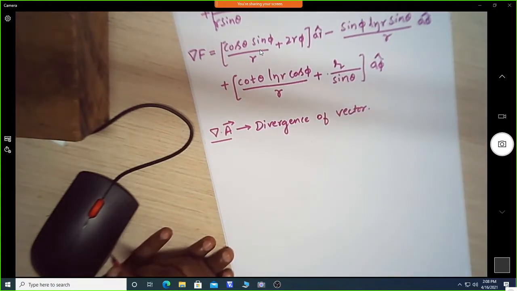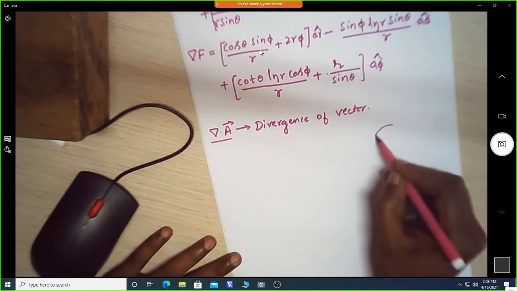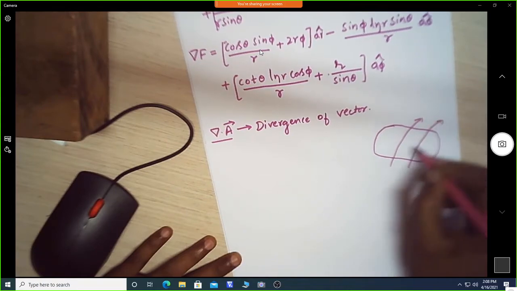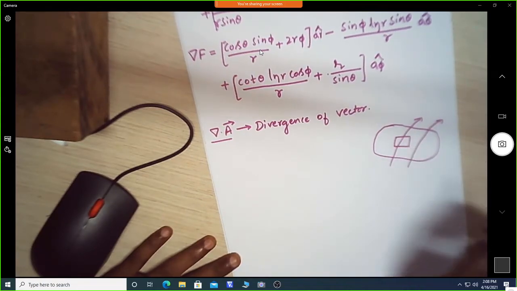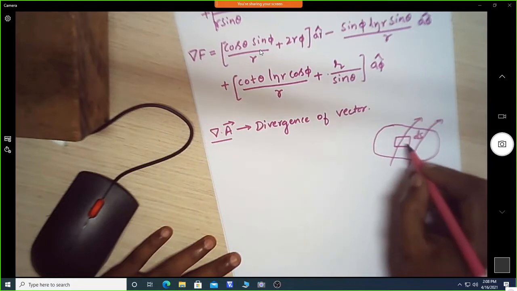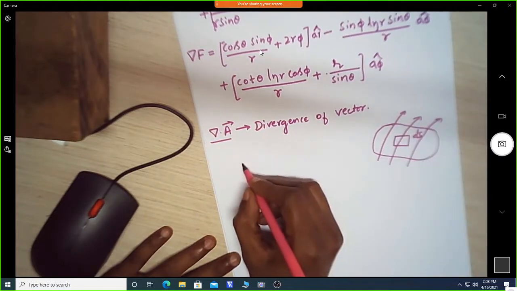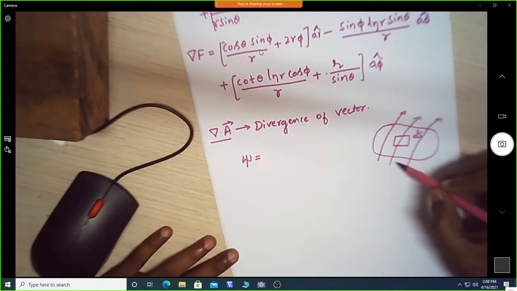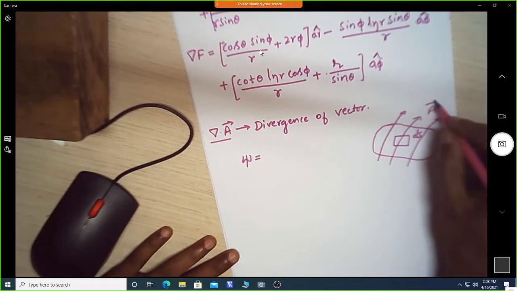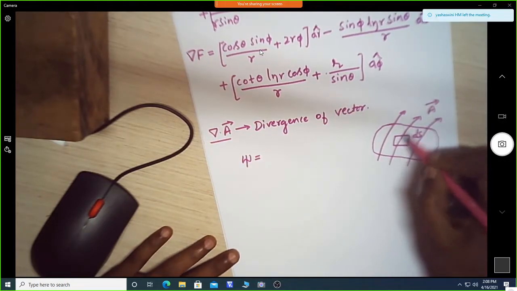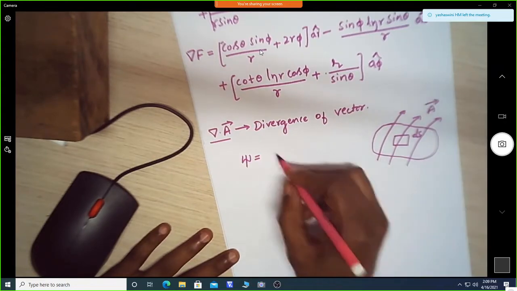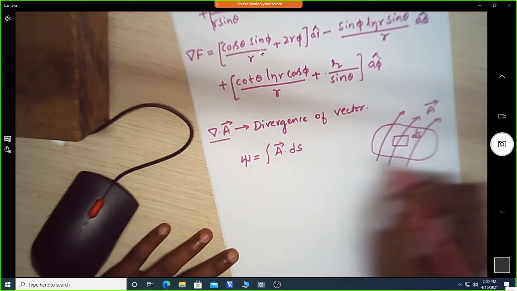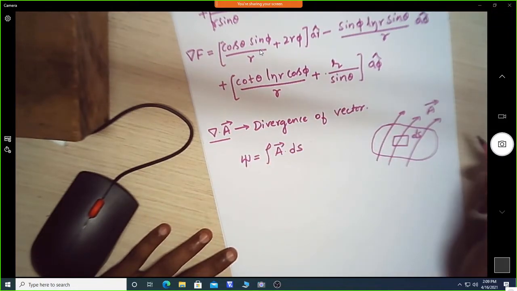Okay. So now we have already seen, if I have a surface like this, and the vector is flowing like this, and I have the small incremental surface ds, we have already defined the flux. So what is flux? The net outward flow of this vector A from this surface. If I take the integral of that vector over an incremental surface, that we will call the flux.